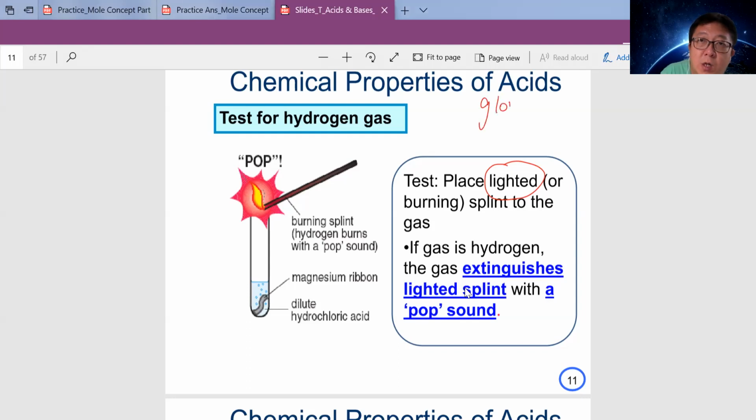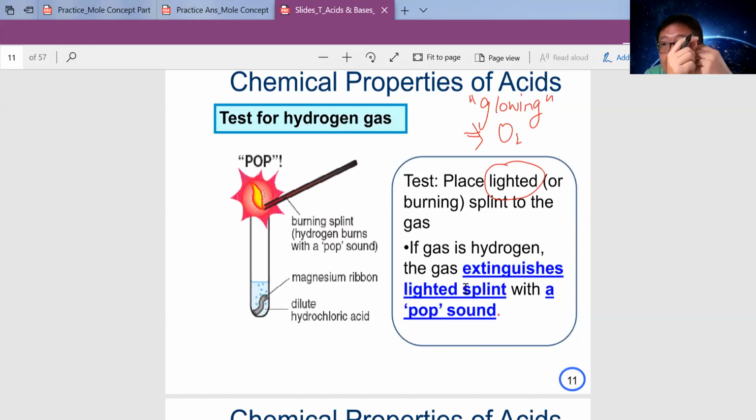I write it down here so you can jot it down in your notes. The glowing splint is for what? Oxygen gas. So what's the difference? A glowing splint is where you just see a light there, just like when you see people who smoke. That is called a lighted cigarette.